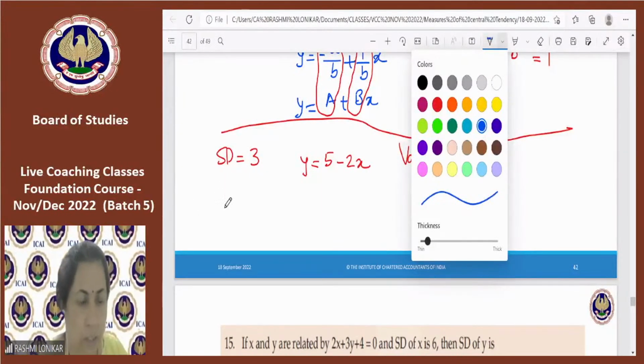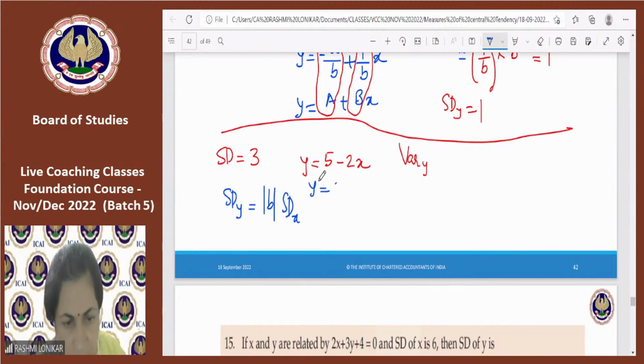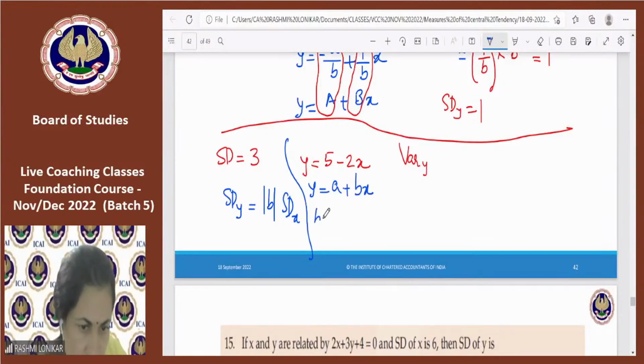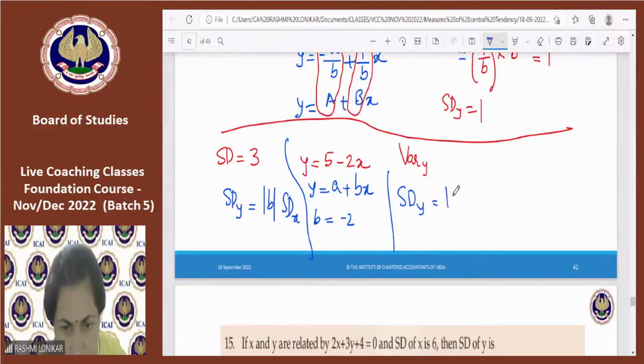Now standard deviation is 3. So we know that standard deviation of y will be equal to mod b into standard deviation of x. Now what is y? y is 5 minus 2x, so y is in the form a plus bx. How much is b? b is minus 2. So standard deviation of y is equal to mod of minus 2 into standard deviation of x, which is 3. So this is equal to 2 into 3. Standard deviation of y is 6.